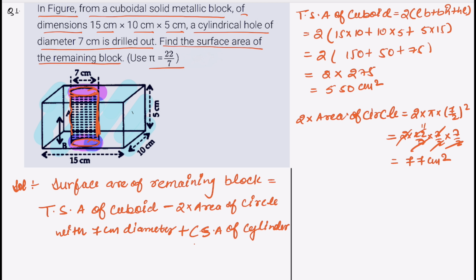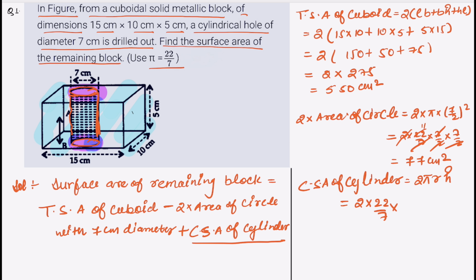Now third, what we have to find is CSA of cylinder. CSA of cylinder is equal to 2 pi r h, that is equal to 2 into pi is 22 by 7 into r is 7 by 2 into h. Here the height of this cylinder is equal to the height of this cuboid, so the height will be 5. So from here we can say this is 110 centimeter square. Now we have found all three values, so we will put the values and find the answer.